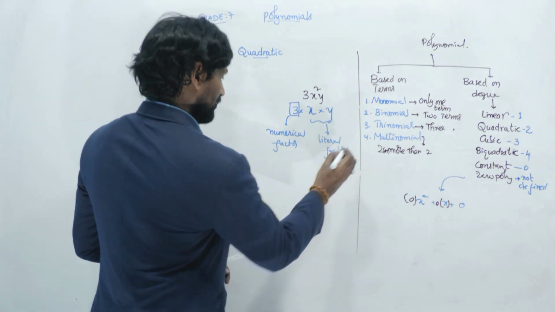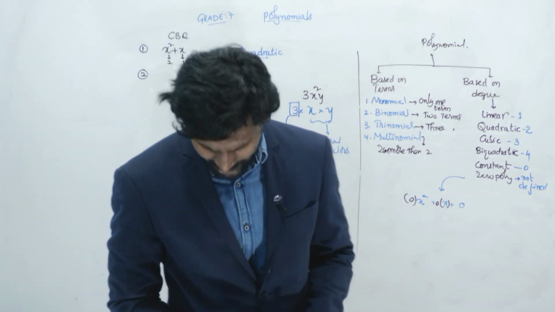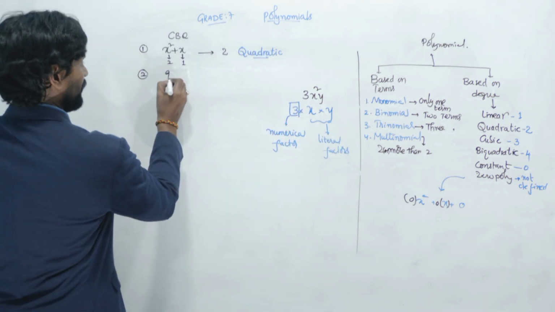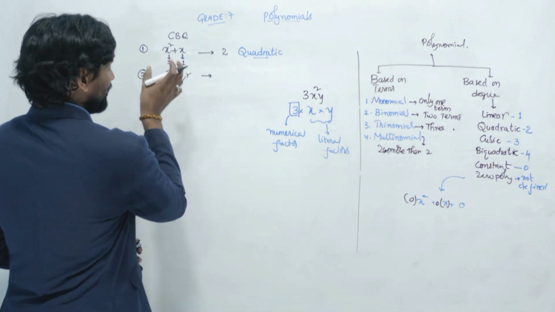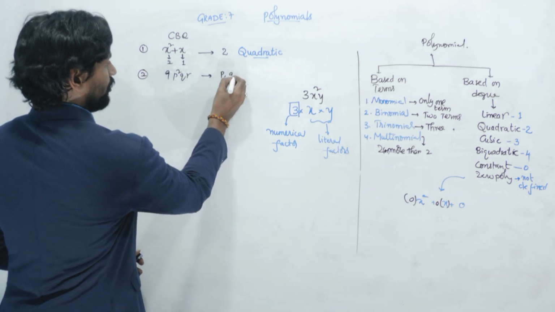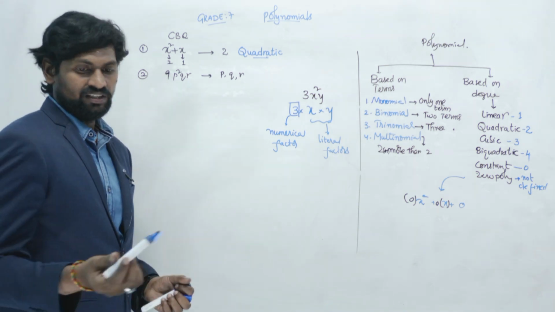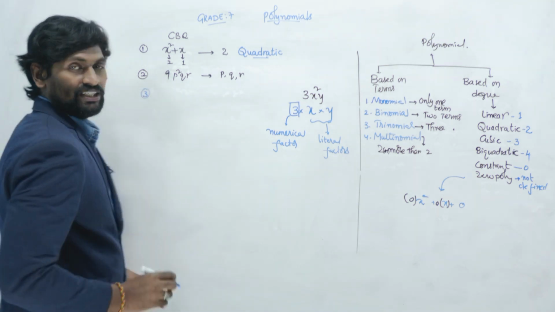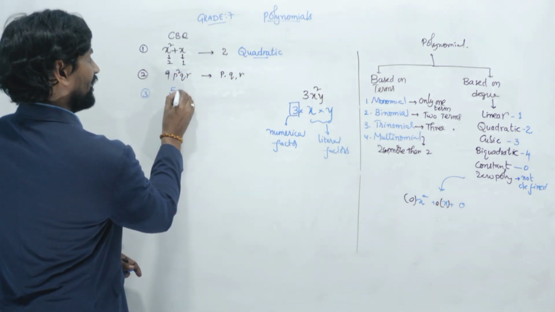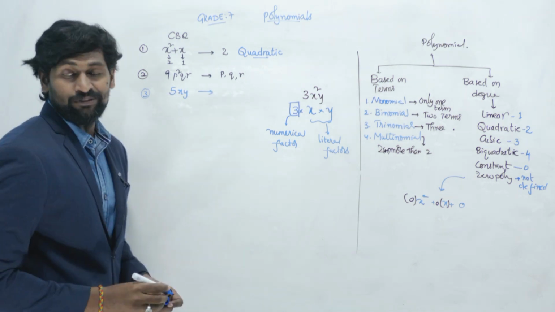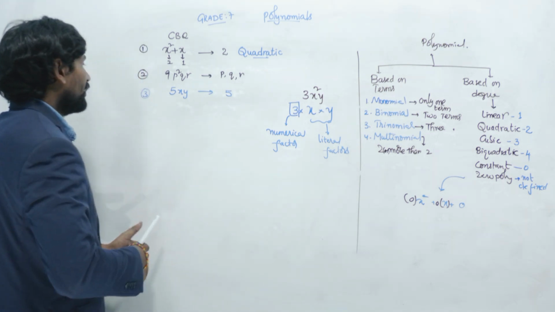Now let us come to the question. The question is given 9p square qr. Literal factors means the variables involved here: p, q, r. These are literal factors of the given polynomial. Let us go through problem number 3. The question 3 is asking about the numerical factor this time. Numerical means number. What is the number involved here? 5. So, the answer is 5 for the numerical factor.